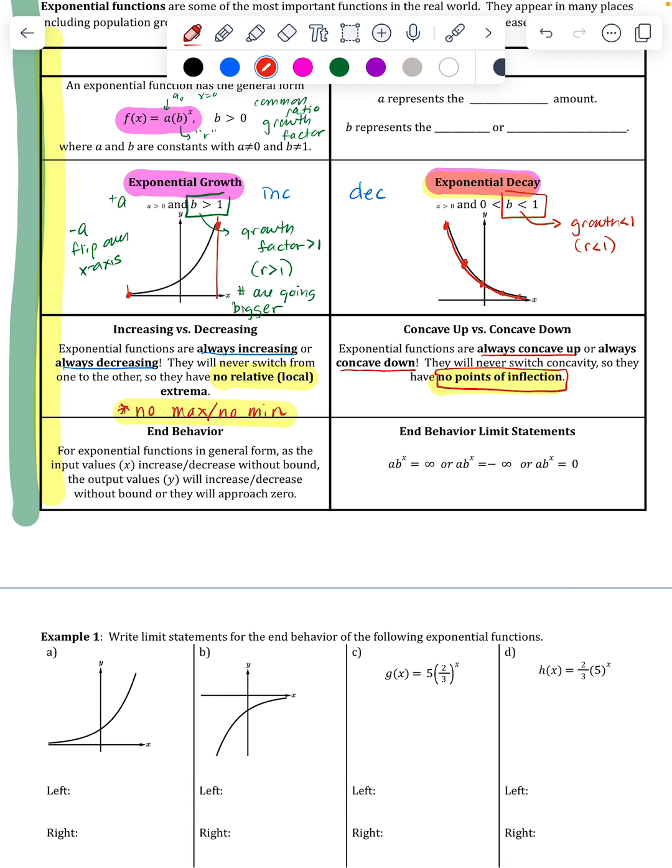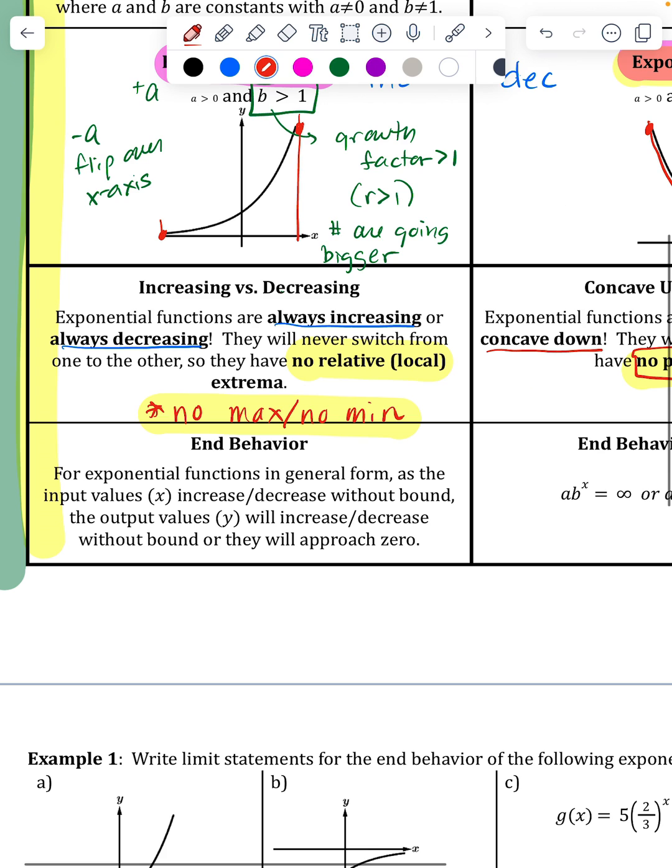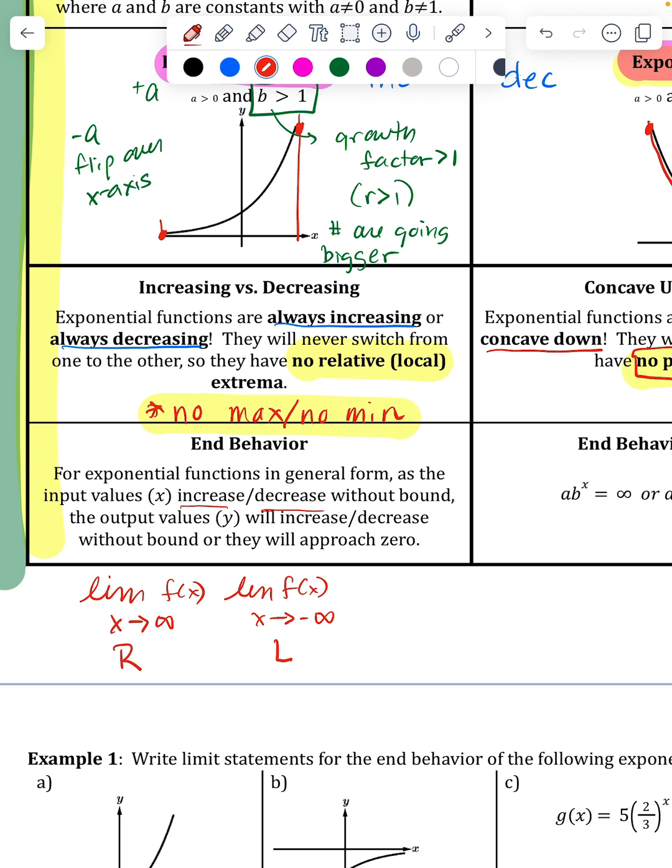End behavior is a thing we have learned about in the past. For an exponential function in general form, as the x values, your input values, increase or decrease without bound. Keep in mind that if x values are increasing without bound, it is talking about the right end of your graph. If you have the limit of a function, exponential or any kind, and you are decreasing without bound, and a couple of you keep getting caught with that on the test, so read carefully, that is asking about the left end of your graph.